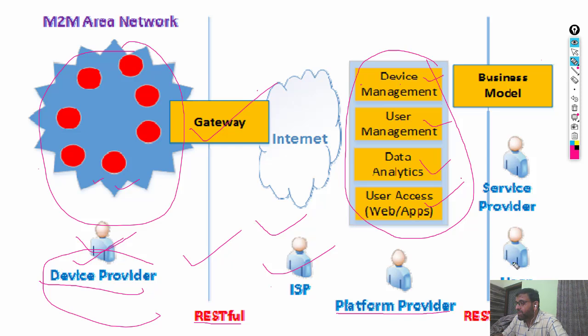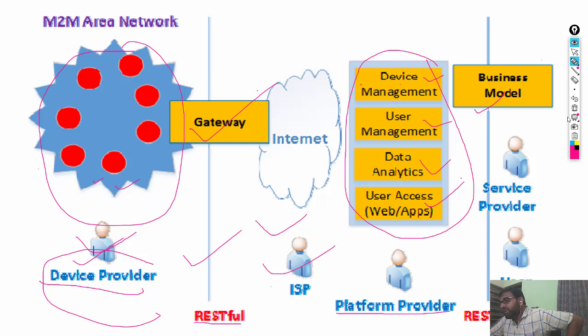Then finally we will move to the business model, to the actuator position. The business model uses the result given by the platform provider and takes the action. Where does the business model take the result from? From the platform provider, and after that the business model takes the action. So by this connectivity, we clearly understand the meaning of device provider, internet service provider, platform, and business model.